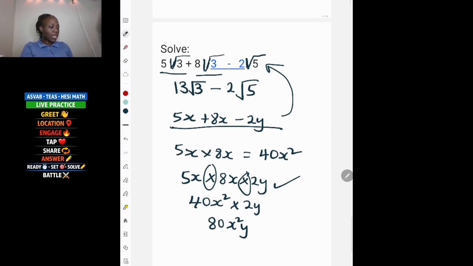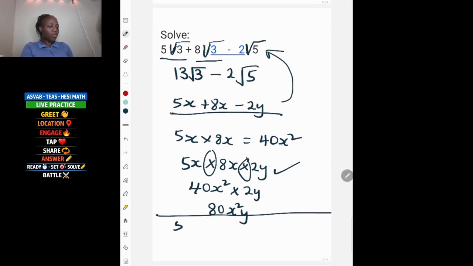I will not clean this, I will just put something like this. Let's say we have 5 root 3 multiplied by 8 root 3. What will be the answer for us? Let me mark it. What will be the answer for that one?